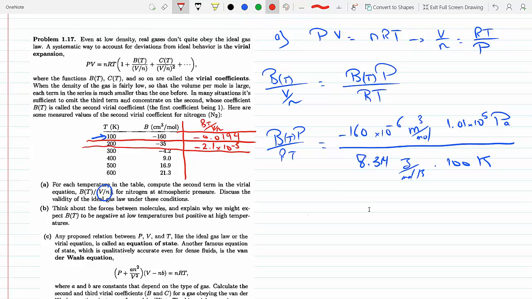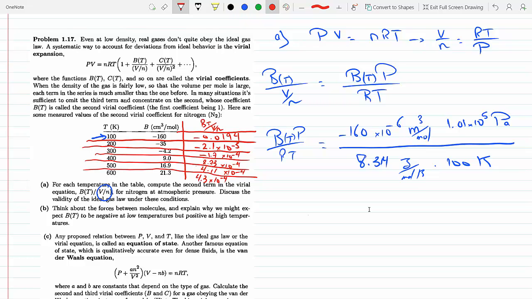If you do it at 300, you would get minus 1.7 times 10 to the minus 4. At 400, it's 2.73 times 10 to the minus 4. So here it's starting to become positive at higher temperatures. We'll talk about that in a second. And then at 500, it's 4.11 times 10 to the minus 4. And on the last one, it's increasing, 4.3 times 10 to the minus 4.